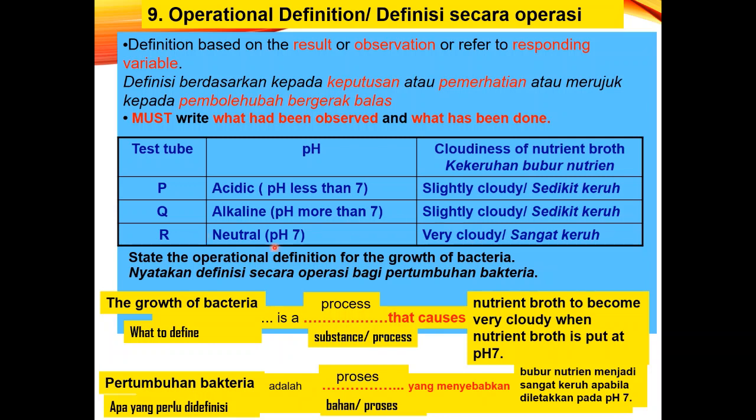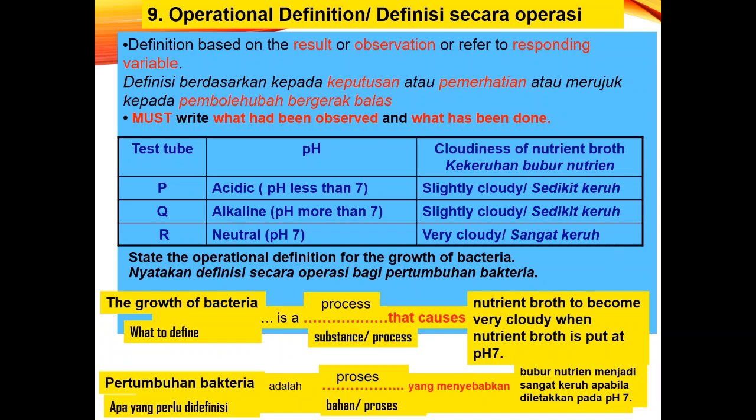So what has been observed here, referring to this one, right? The nutrient broth to become very cloudy. And then what has been done, you already put the nutrient broth at the pH of 7 ataupun neutral. So this is the way how you write the operational definition. Remember, write what you have observed and then what you have done.